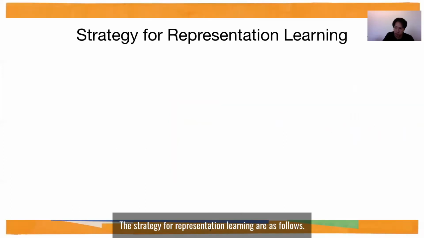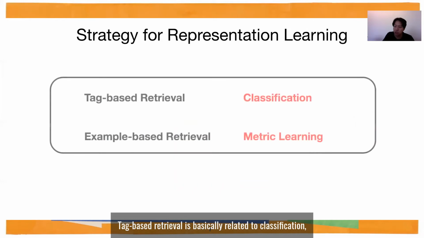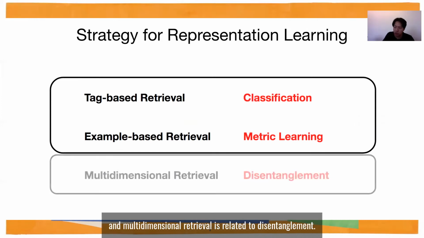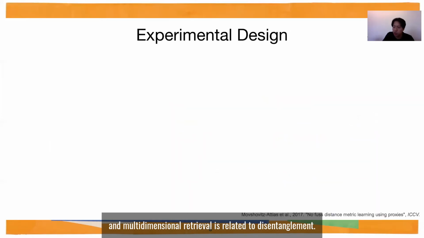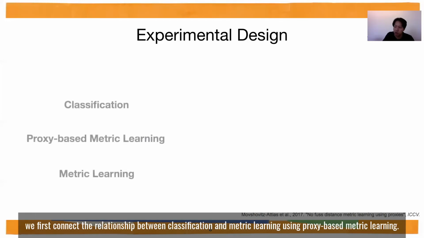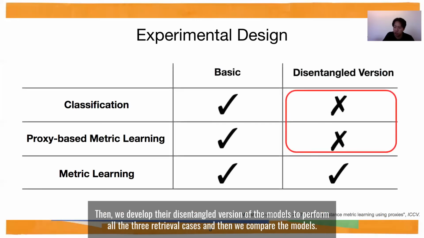The strategies for representation learning are as follows. Tag-based retrieval is basically related to classification. Example-based retrieval is related to metric learning, and multidimensional retrieval is related to disentanglement. Therefore, to compare the pros and cons of the combination of the representation learning strategies, we first connect the relationship between classification and metric learning using proxy-based metric learning. Then we develop their disentangled version of the models to perform all the three retrieval cases, and then we compare the models.